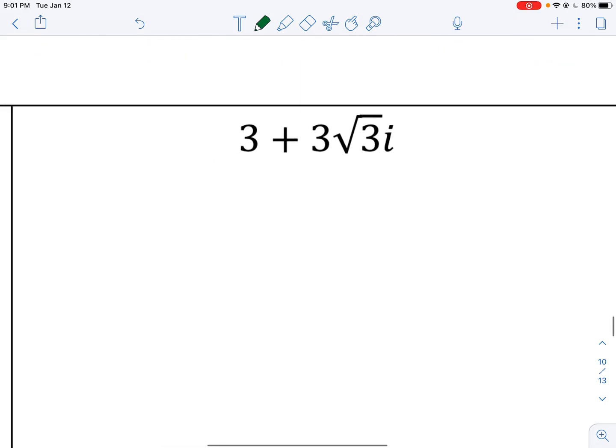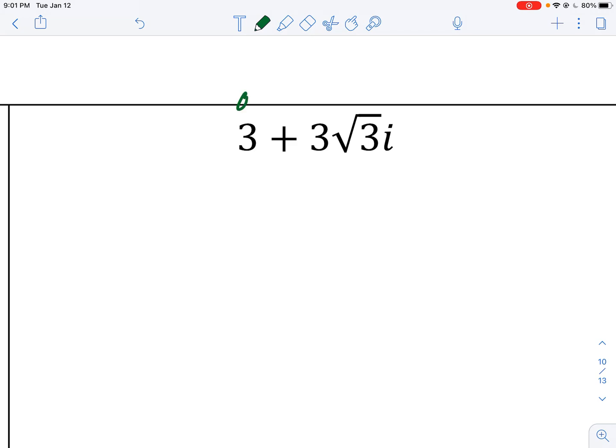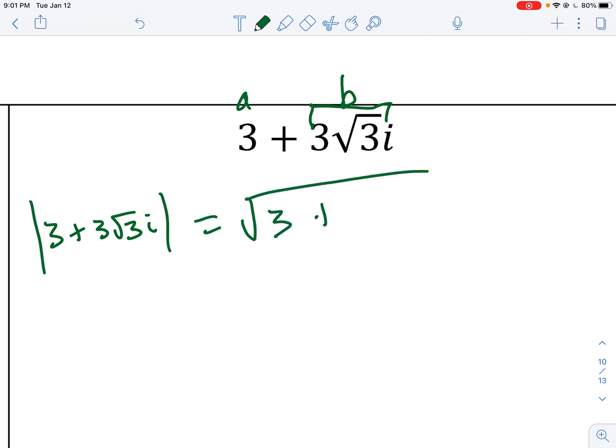Let's try a new one. Oh no, it's got a radical in it. You still do the same thing. Here's a, here's b. Once again, b does not include the i on it. But yeah, the modulus of 3 plus 3 root 3i is equal to the square root of 3 squared plus 3 root 3 squared. You need to know how to deal with these. We've been dealing with them every now and then in this class, so make sure you're used to it.